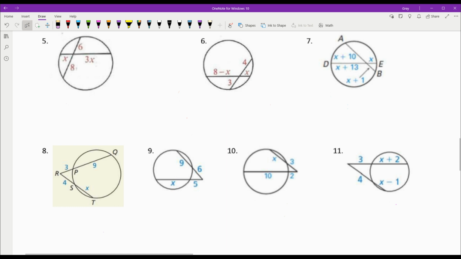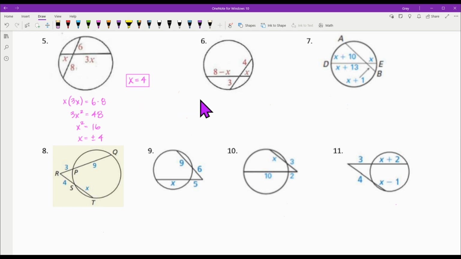All right, a few more of these before we move to the other kind. So again, product of the parts. I'm going to have x times 3x equals 6 times 8. So that's 3x squared equals 48. I'm going to divide by 3. x squared equals 16. Take the square root. x equals plus or minus 4. We've talked about that. It's always plus or minus. Then I'm going to go back and look at my problem and say, can that length be negative 4? And it cannot. So I throw that one out and I only have x equals 4.